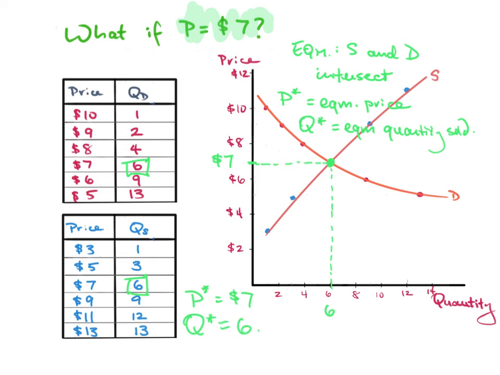When the price is $7, there are 6 companies that want to sell hamburgers. There are 6 people who want to buy hamburgers. Everyone who wants a hamburger gets one. Every hamburger that's produced gets sold. Everyone is happy at that point. Sound good?